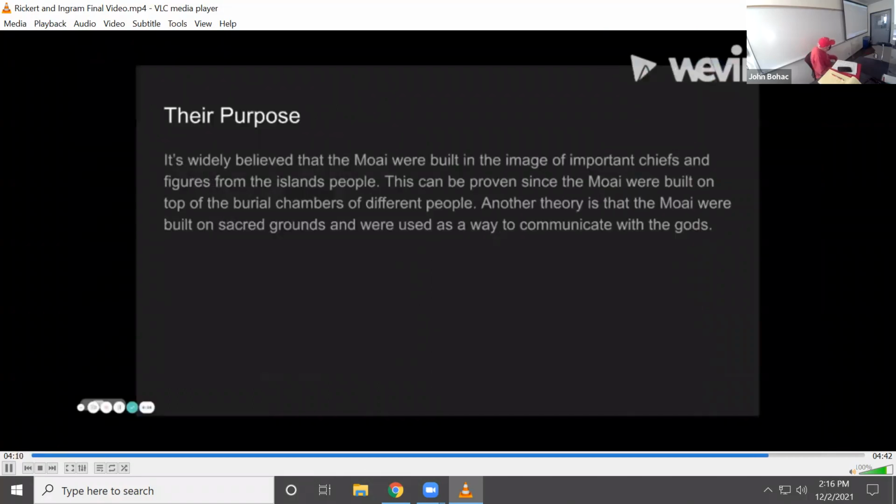It's widely believed that the Moai were built in the image of important chiefs and figures of the island's people. This can be proven since the Moai were built on top of the burial chambers of different people. It's believed that the Moai were built on sacred grounds and were used as a way to communicate.